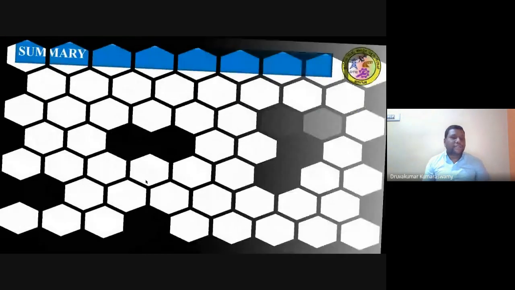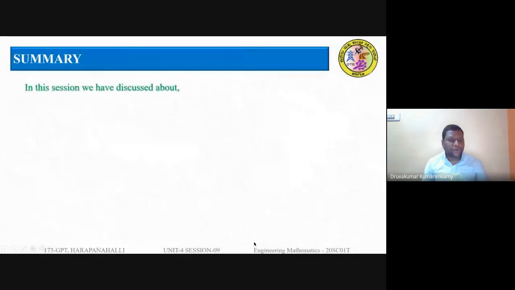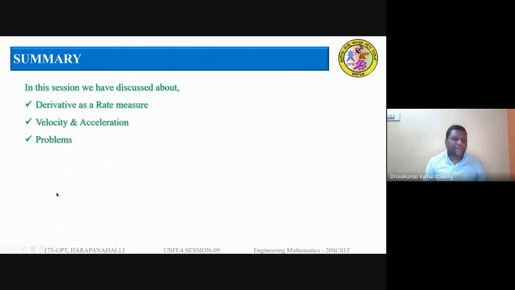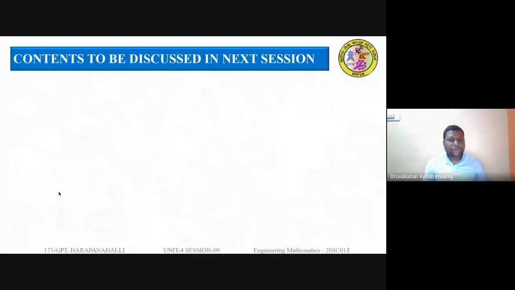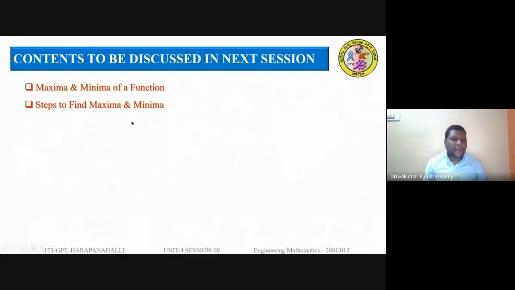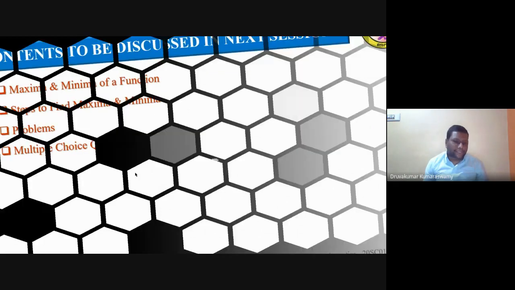Now, we have summarized the things we have discussed. In this session, we have discussed derivative as a rate measure, velocity and acceleration, problems, assignments, and multiple choice questions. And in the next session, we are going to discuss maxima and minima of a function, steps to find maxima and minima, problems, and multiple choice questions.